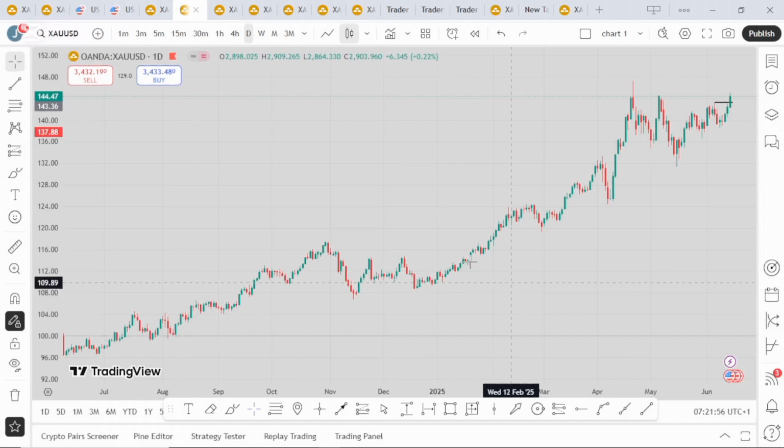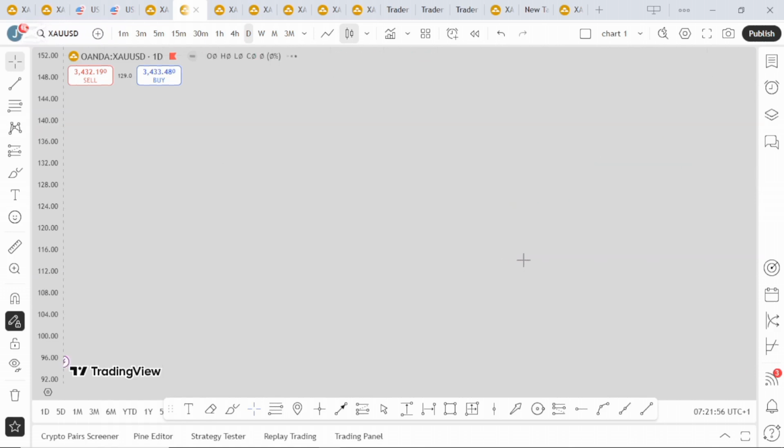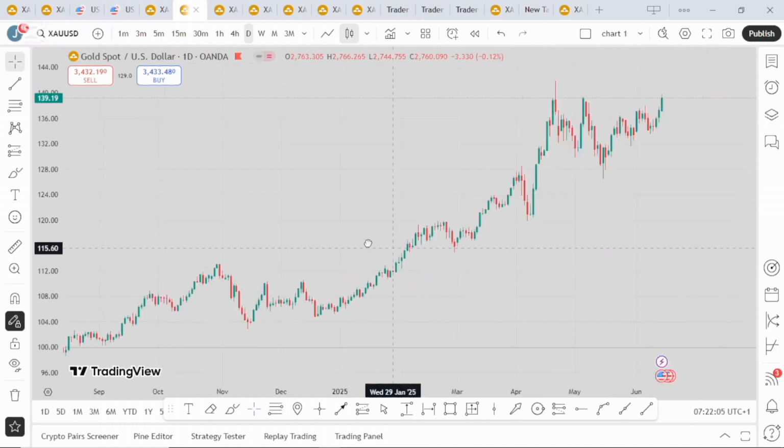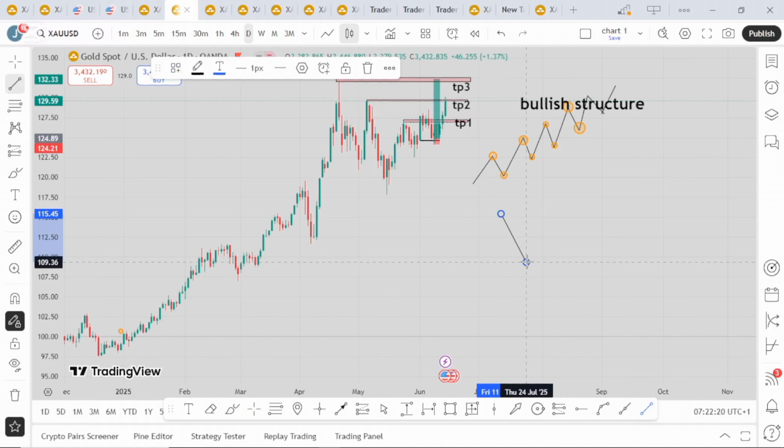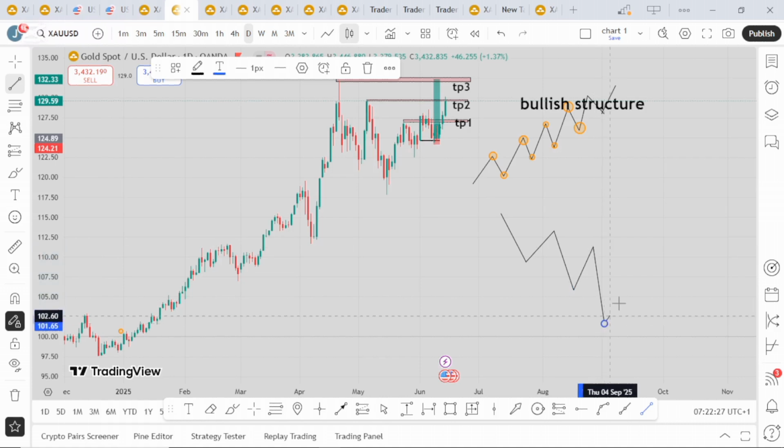Now the second aspect that I'm going to show you is the second type of market structure. I told you earlier the first one is bullish, which is what we have here when price is going up. The second one is the bearish market structure. Now this is a bearish market. When you see price forming lower low, lower high, lower low, lower high, lower low, lower high, lower low, lower high, lower low.